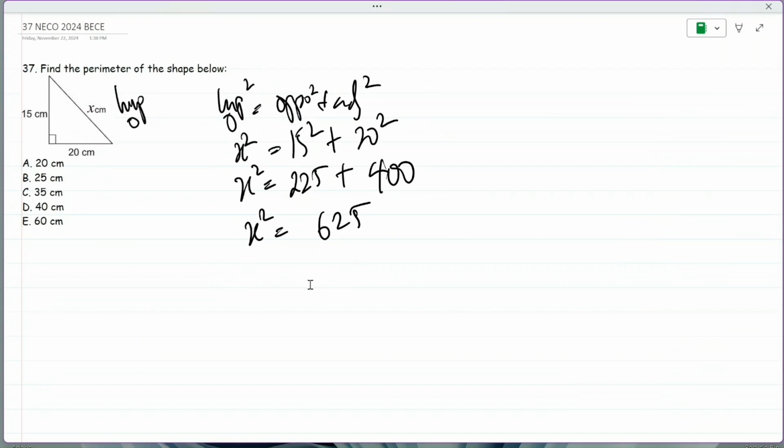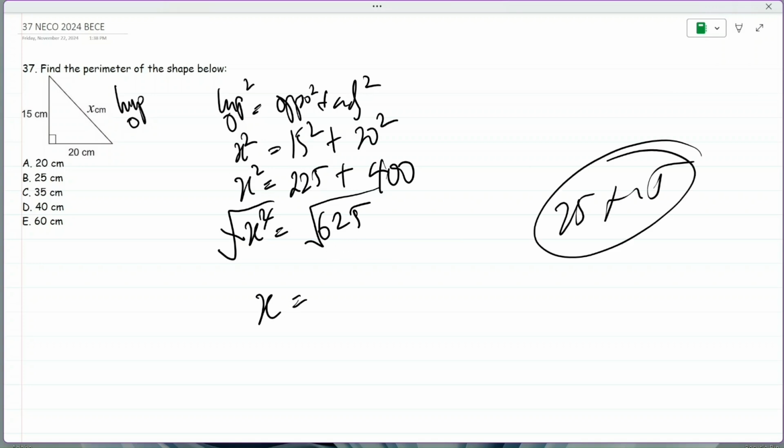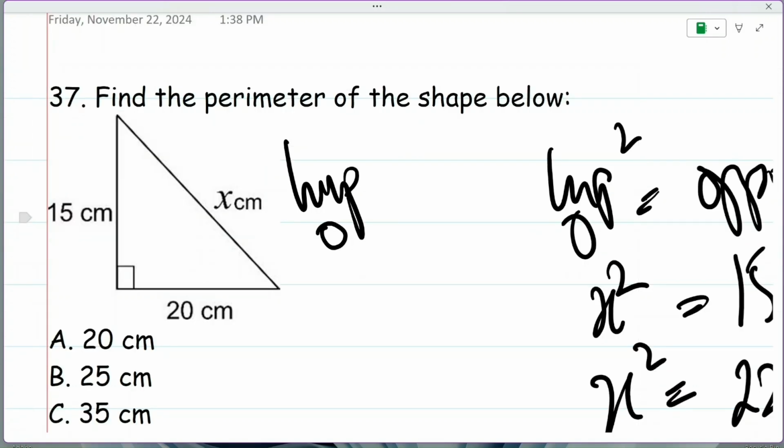To find the value of x, we introduce square root to both sides to remove this square from this x, which is square root of this and square root of this. Square root cancels the square. X equals square root of 625. You can use your calculator, which is 25. X is therefore 25. Going back to the diagram, we now know the value of our x is 25 centimeters.